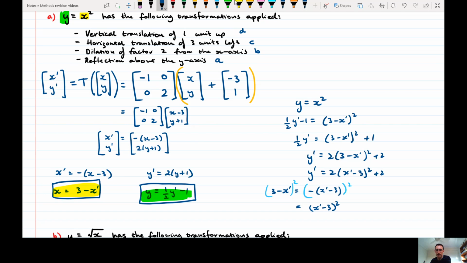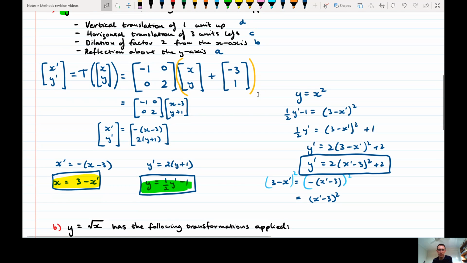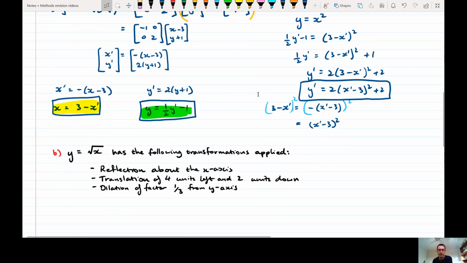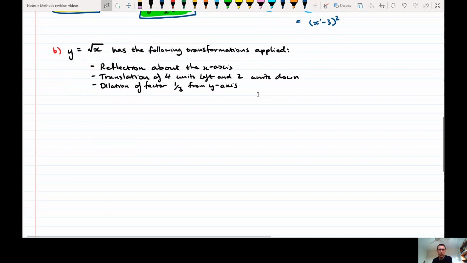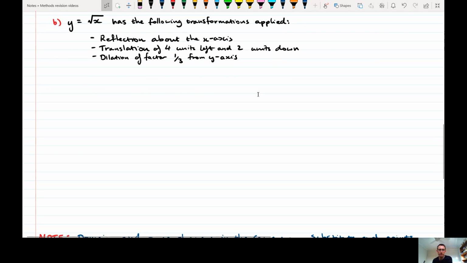But this here is our equation of the transformed, our image. This is the equation of our image, the transformed equation. Let's move on to the other example.